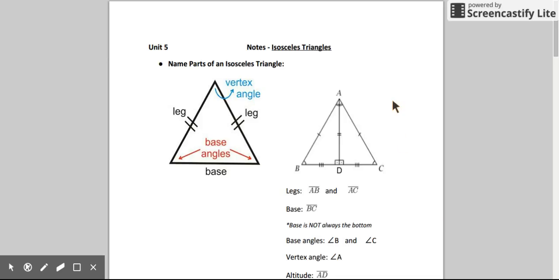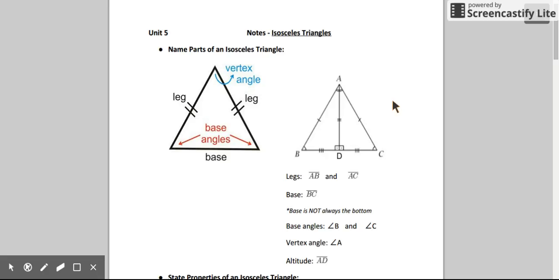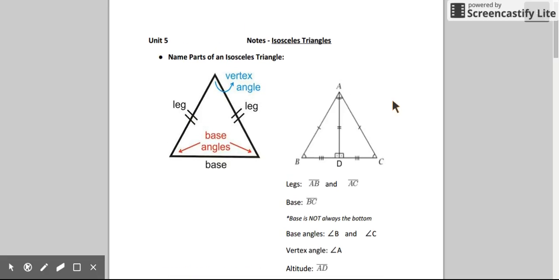In this video, I'm going to be describing parts of an isosceles triangle and also properties of an isosceles triangle that will help us solve for some unknown measures. So let's start with the parts of an isosceles triangle.